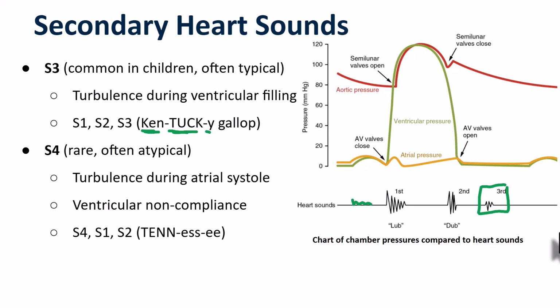Because S3 has the Kentucky Gallop, this is more of a Tennessee. Again, very rare and oftentimes indicative of something that is atypical, whereas S3 can be quite common, especially in children, and it's very typical, oftentimes benign.